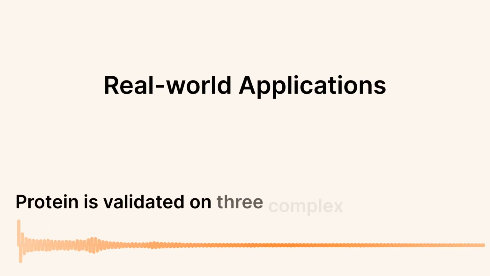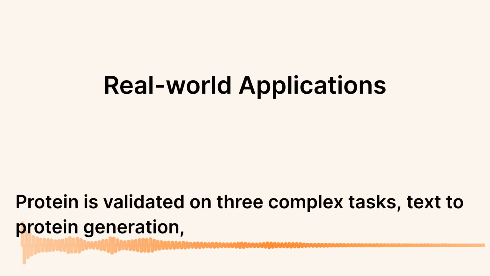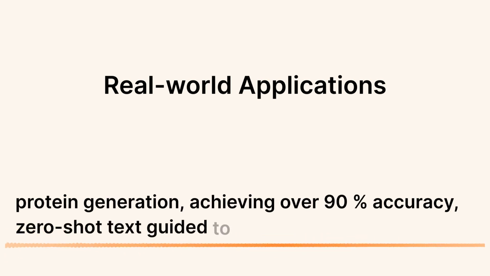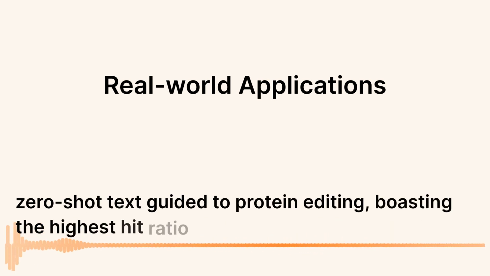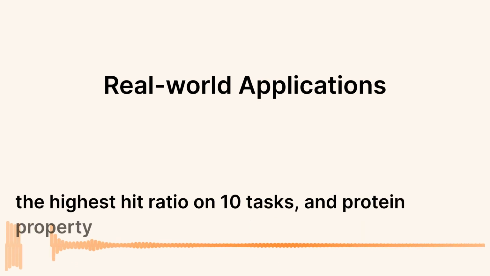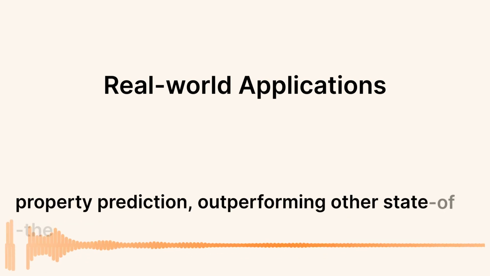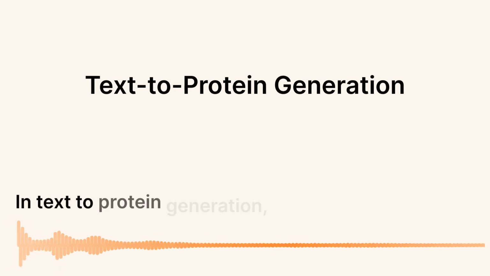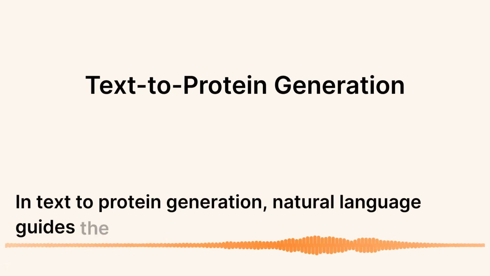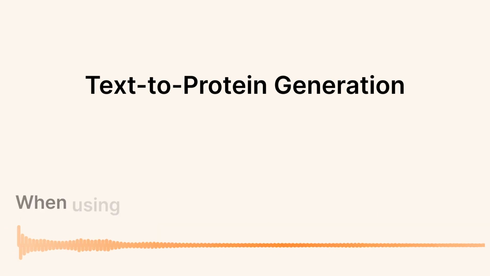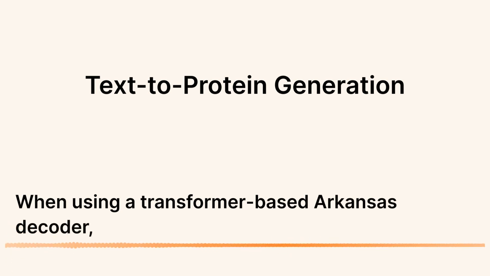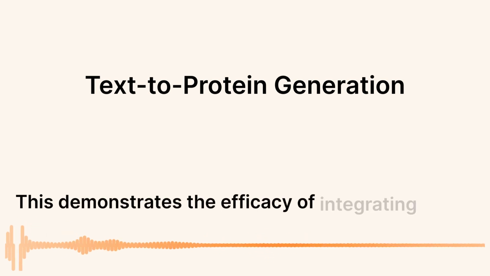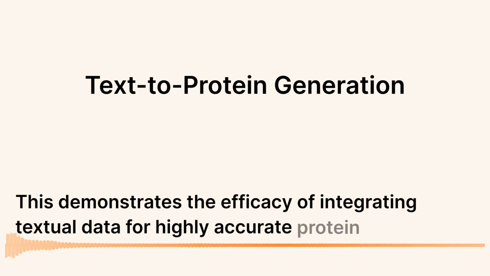ProteinDT is validated on 3 complex tasks: text-to-protein generation, achieving over 90% accuracy; zero-shot text-guided protein editing, boasting the highest hit ratio on 10 tasks; and protein property prediction, outperforming other state-of-the-art protein representation methods on 4 out of 6 benchmarks. In text-to-protein generation, natural language guides the creation of protein sequences. When using a transformer-based autoregressive decoder, the retrieval accuracy can exceed 90%. This demonstrates the efficacy of integrating textual data for highly accurate protein design.